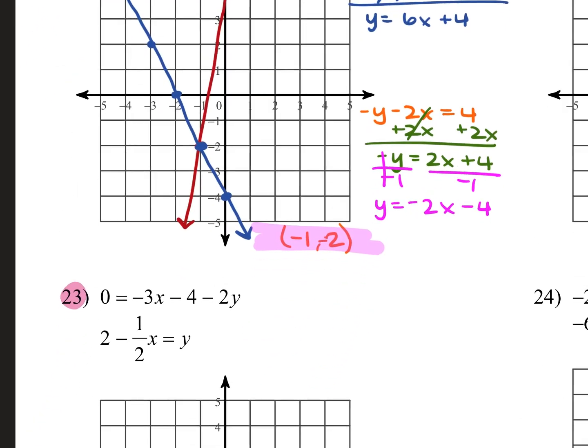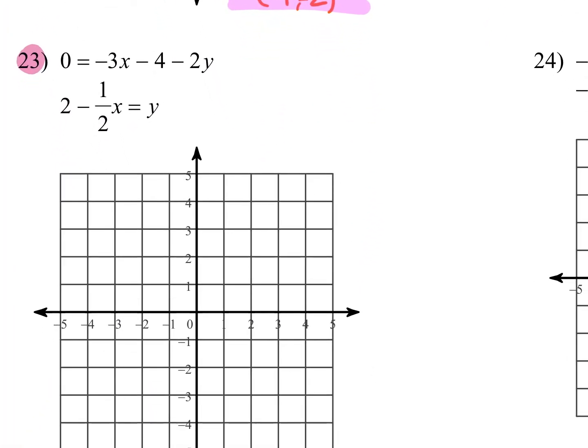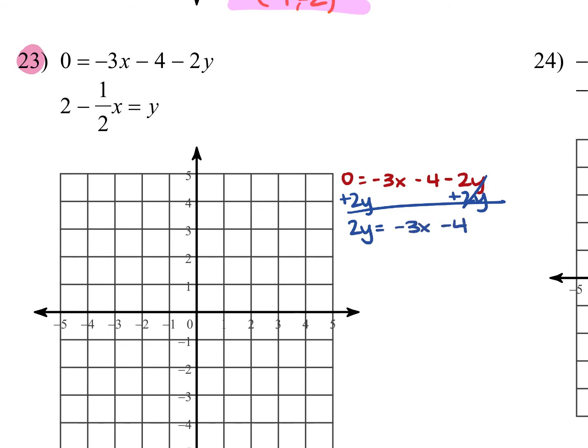Next, we're going to look at number 23. For 23, we have 0 is equal to -3x minus 4 minus 2y, and 2 minus 1/2 x is equal to y. For that first function, 0 is equal to -3x minus 4 minus 2y, we can just move the 2y over to get it by itself. We would have 2y is equal to -3x minus 4, and then we can divide each side by the 2, and we have y is equal to -3/2 x minus 2.